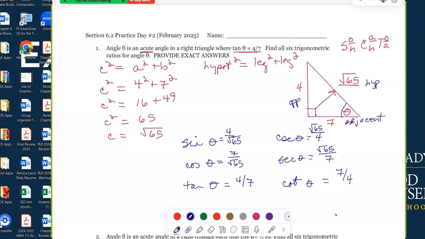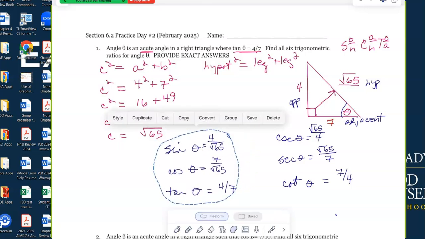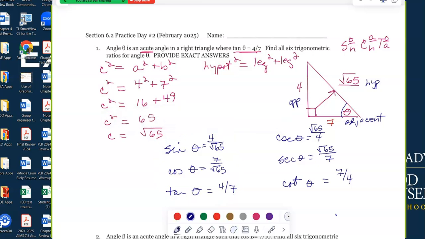Now we've got to do some cleaning up. So let me just move this over just a tad because I want to rationalize. So I'm going to change my color. I'm going to multiply by radical 65 over radical 65. I'm going to do that 2 places. I'm going to do it where I have a radical 65 in my denominator. Multiplying straight across, that's a 65.